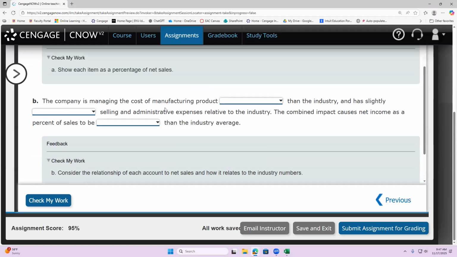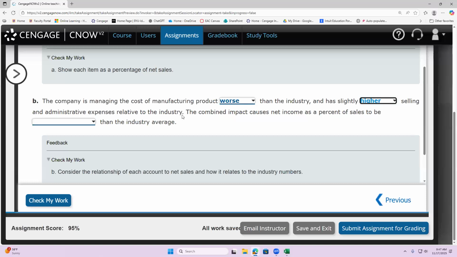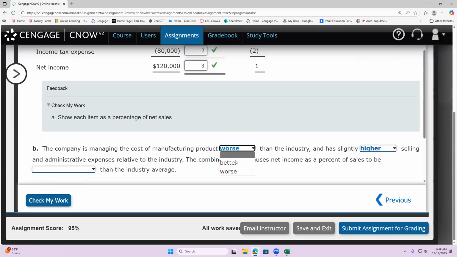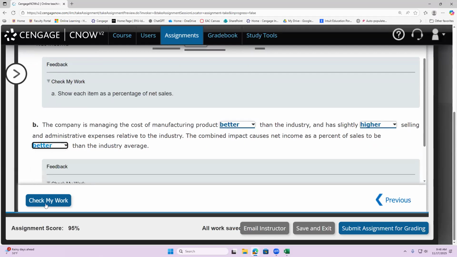So the company is managing the cost of manufacturing product blank than the industry, so worse, and has slightly higher selling and administrative expenses relative to the industry. Let's see. Cost of, oh wait, this isn't cost of. Okay, so they must be a manufacturer. So their cost of goods sold is slightly better and they have slightly higher selling and administrative expenses. The combined impact causes net income as a percent of sales to be blank, higher or better than the industry average.